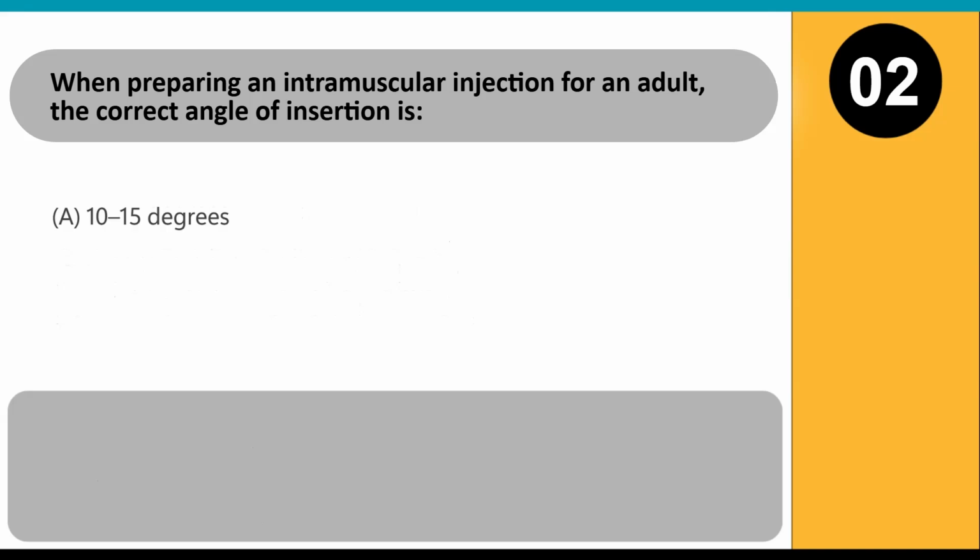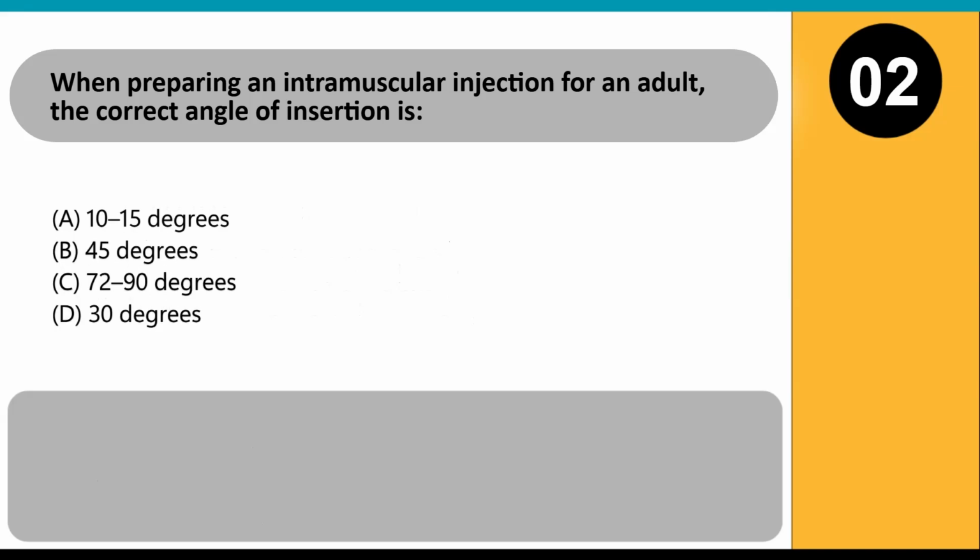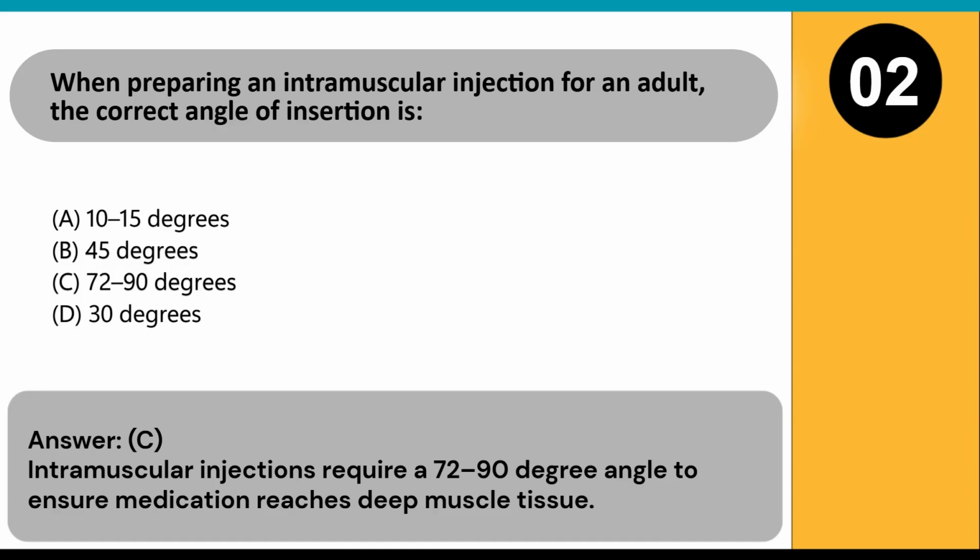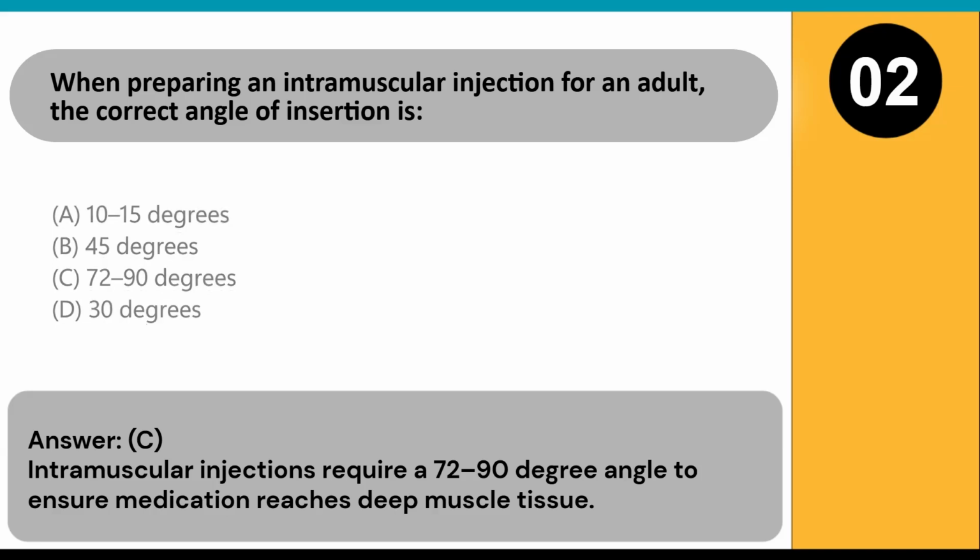When preparing an intramuscular injection for an adult, the correct angle of insertion is A. 10 to 15 degrees. B. 45 degrees. C. 72 to 90 degrees. D. 30 degrees. Answer: C. Intramuscular injections require a 72 to 90 degree angle to ensure medication reaches deep muscle tissue.